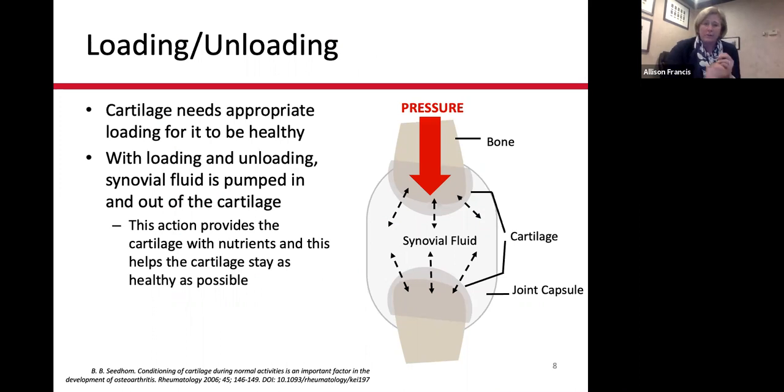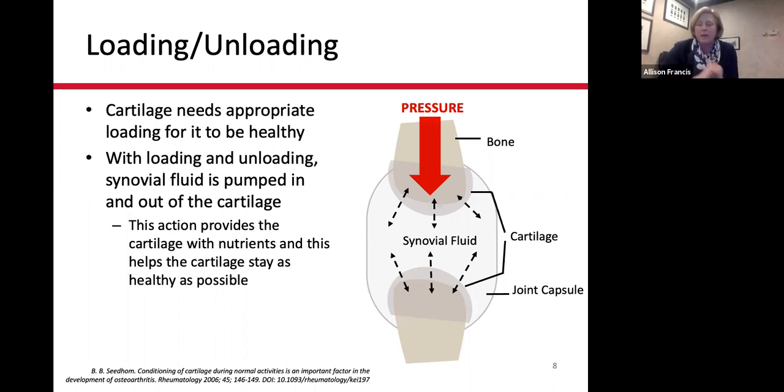Again, if we think about how the joint works, cartilage unfortunately doesn't have a very good blood supply, and it doesn't have any nerve supply. So how it works is that the cells of your cartilage are like little sponges. And when you put load through those sponges, the cartilage gets its circulation and its nutrition through that synovial fluid.